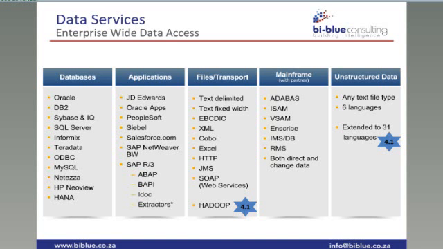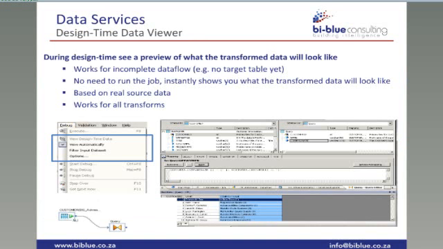Then we obviously have our file connections, so we can connect to any text file, Excel file, COBOL, and we can also now connect to Hadoop. That is new in 4.1. Then from a mainframe, we can connect to Adabas, RMS, both direct and change data. Then we've got our unstructured data, which used to only support 6 languages. Now it's been extended to 31 languages. So you can see there's been quite a bit of work in 4.1 to get it up to 31 languages.